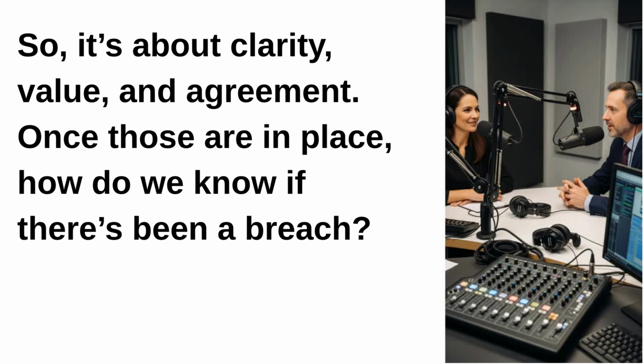Once those are in place, how do we know if there's been a breach? A breach happens when one party fails to do what they promised or does something the contract prohibits. To prove breach under California's model, the plaintiff must show a contract existed, that they did their part or had a valid excuse not to, that the other party failed to perform, that harm occurred, and that the breach was a substantial factor in causing that harm. That sounds almost like a checklist. Exactly. And it's designed that way so a jury can work through each step clearly.